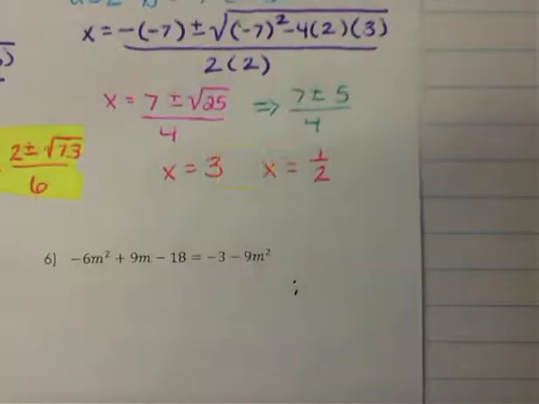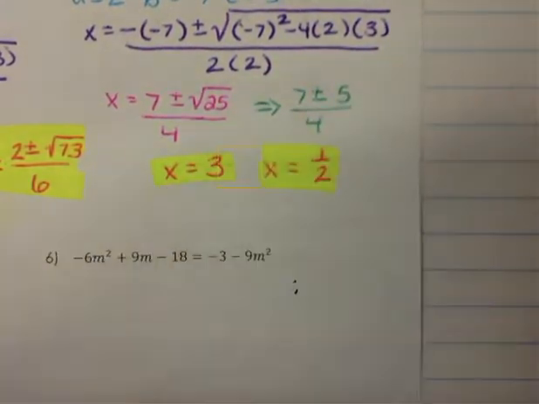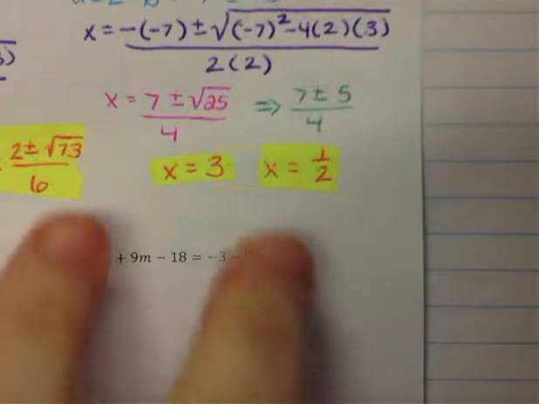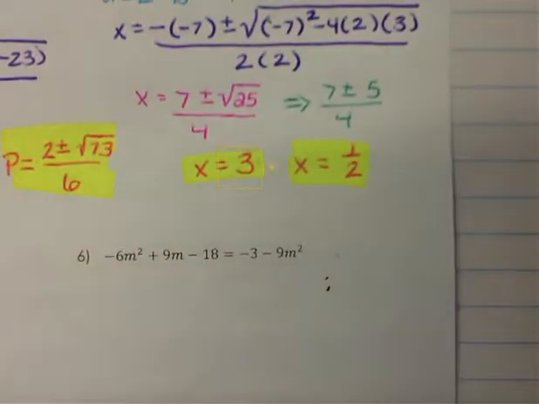So these are our two solutions, 3 and 1/2. x equals 3 and x equals 1/2. We had two real solutions and they were both rational. That means that we can separate them into two separate answers without any problems and any complaints about that.